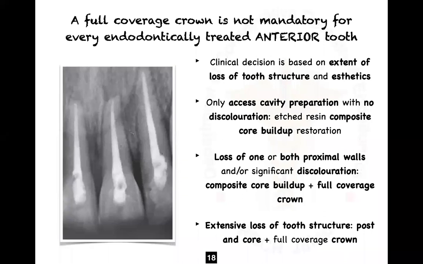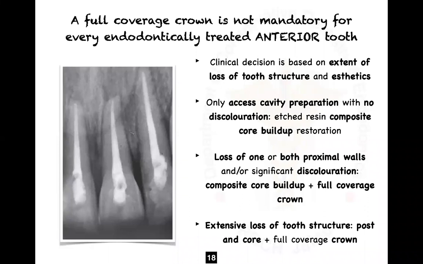कई बार patient की खुद की demand होती है that my tooth is discolored and that is why they approach the dentist, right? In such cases, you have to make sure that you have sorted the aesthetics. The first condition is only access cavity preparation is done with no discoloration. The tooth is absolutely sound. उसमें discoloration बिल्कुल नहीं है. It's a vital tooth. तुमने थोड़ा बहुत caries हटाया, root canal किया. अब क्या करोगे? You will do a good composite core build up, and that is it. The second criteria is loss of one or both proximal walls and/or significant discoloration.